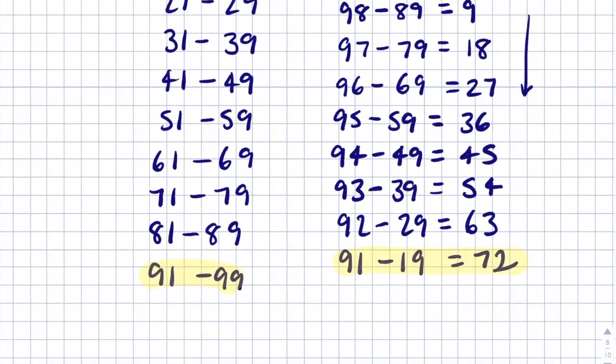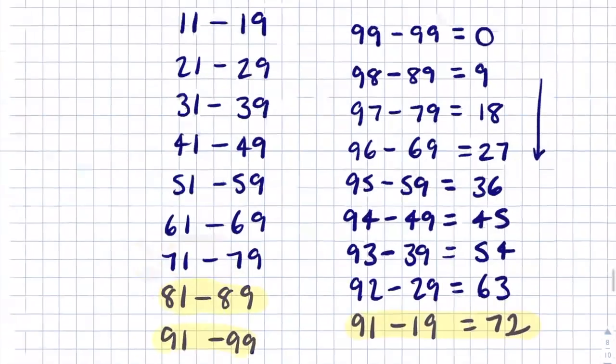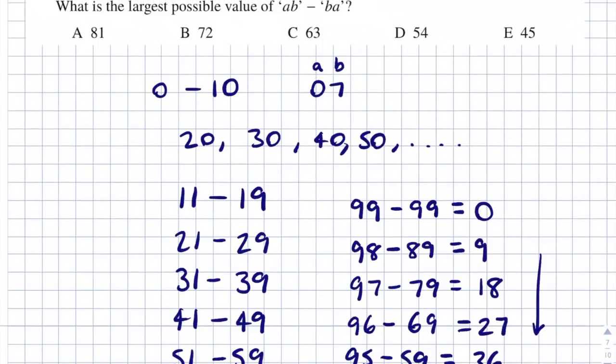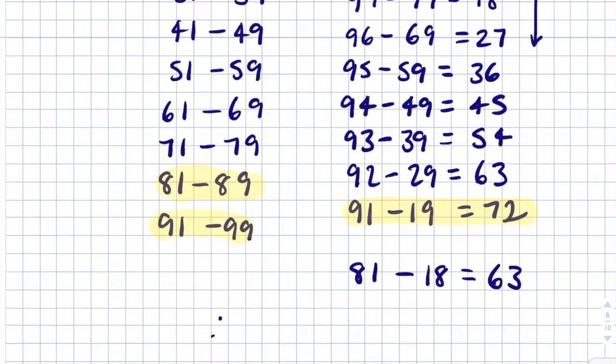For example, the largest difference from this range, from 81 to 89, is by doing 81, take away the reverse of 81, which is 18, and that gives me 63. So my largest possible difference of AB minus BA must be 72, and I've got an answer for that, which is B. So therefore, my final answer is B.